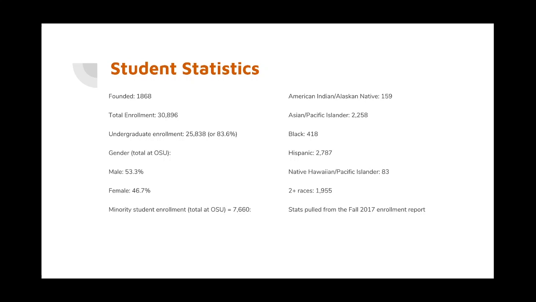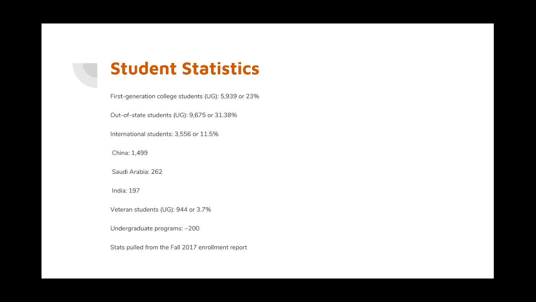And as you can also see on this slide, over 1,955 students identified as being part of 2 different races. So I thought that was kind of interesting as well. But as I was saying, about 23% of our students are first-generation college students.